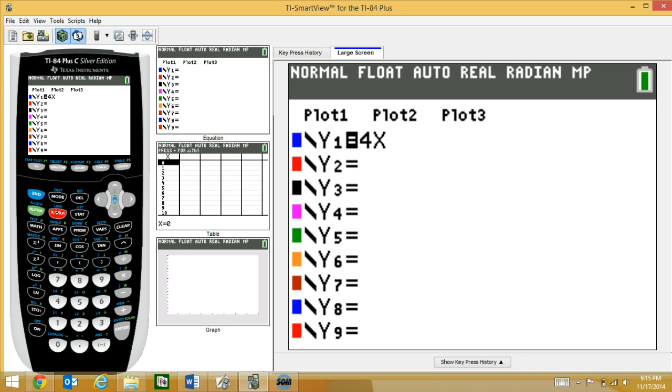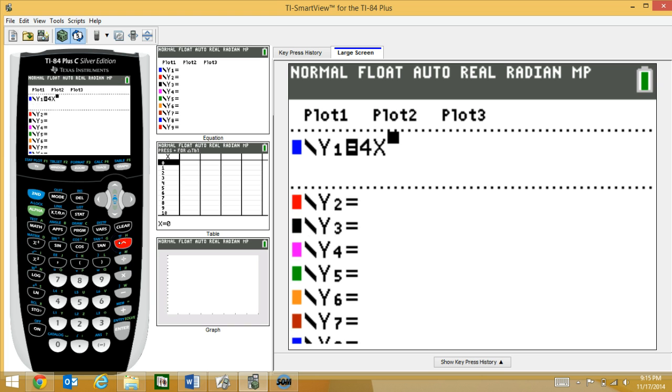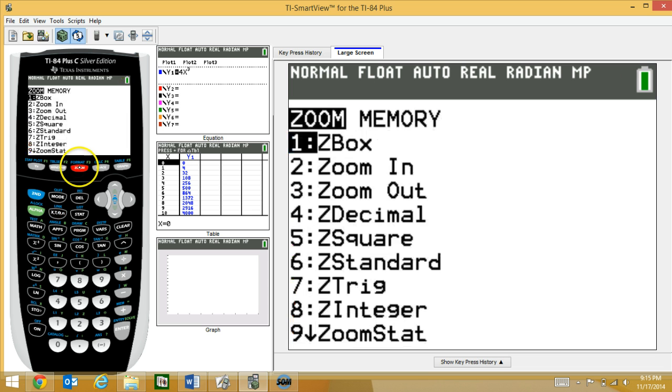4x, and then with quadratics we've been using this button for the squared. This caret button over here, that's how we get to the exponents. So 4x cubed, and then to get out of the exponent, you just hit the right arrow. So we have 4x cubed and then minus 3x. And just to get an idea of what this looks like, we're going to graph this on the standard window. So the standard window is zoom 6.